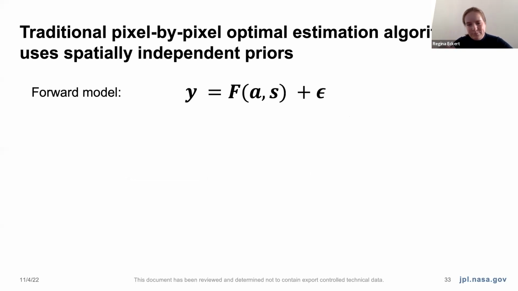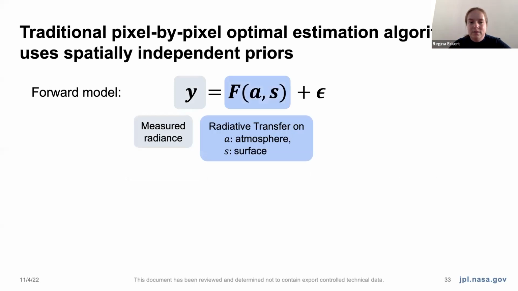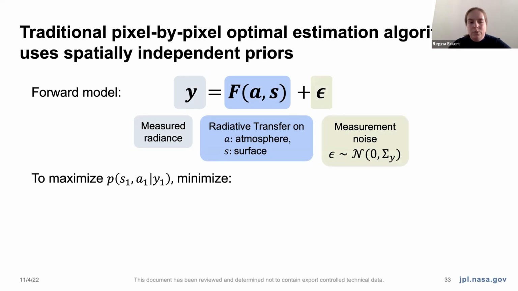All right. So again, we have this traditional pixel by pixel optimal estimation algorithm. What that looks like is we have our forward model where we're measuring our measurements y of radiance. We have a radiative transfer model on our atmosphere and our surface, and then we have some measurement noise. And what we're trying to do with this optimal estimation algorithm, which is also actually just a MAP estimate, a maximum a posteriori estimate, is maximize the probability of our surface and our atmosphere reconstruction given the measurement y at that pixel.